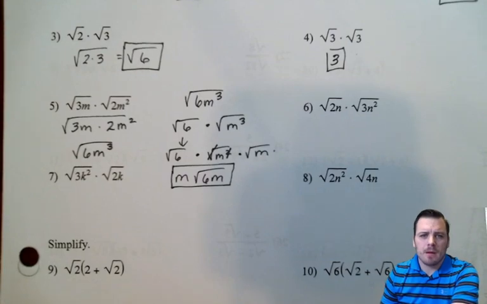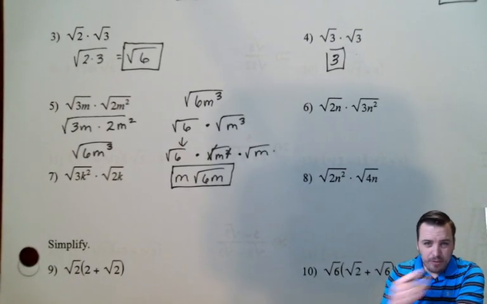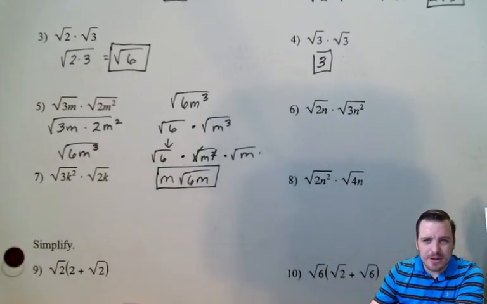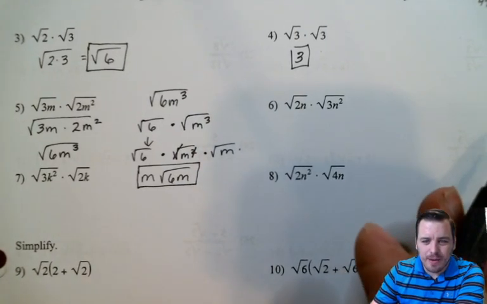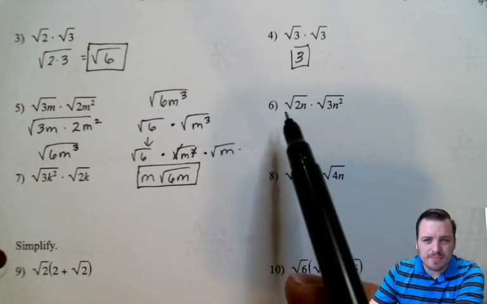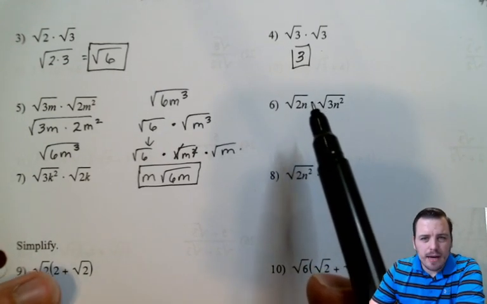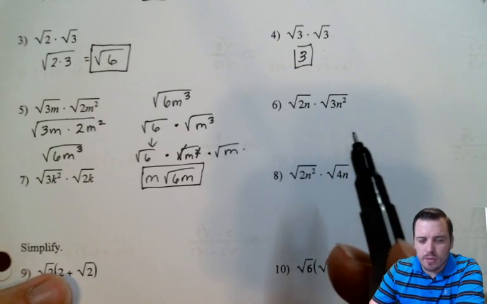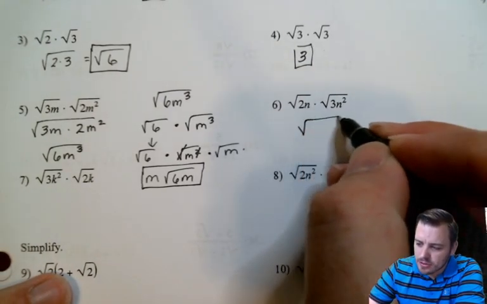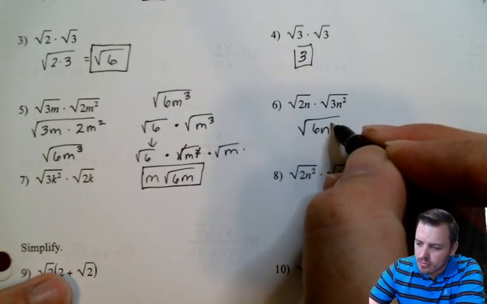All right, so there we have a couple more of those. No reason to worry; we're going to get enough practice. So let's jump over here to number 6. Radical 2n times radical 3n squared. That would take us to 6n cubed.